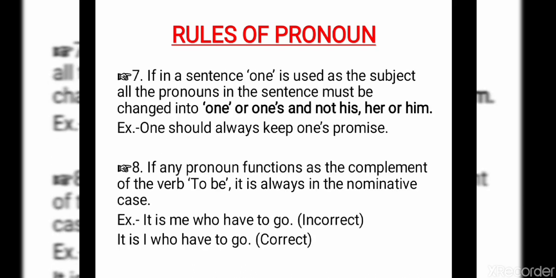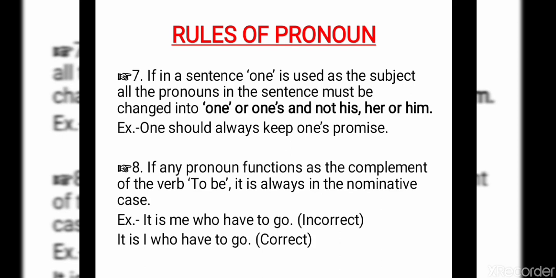The seventh rule for a pronoun is if in a sentence "one" is used as the subject, all the pronouns in the sentence must be changed into one or one's and not his, her or him. "One should always keep one's promise." Here we can't use his or her or him instead of one's. "One should always keep one's promise." That is the correct usage.